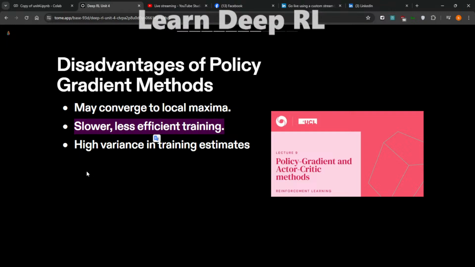And there is potentially high variance in training estimates. More to follow on that, but these are just the high-level disadvantages.